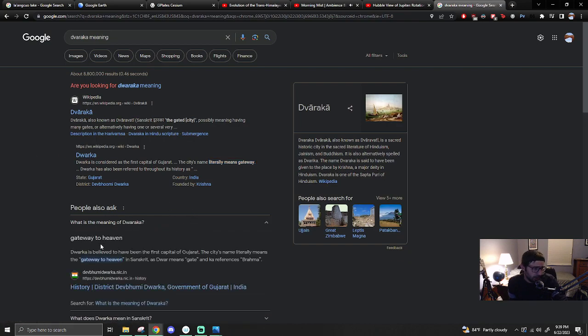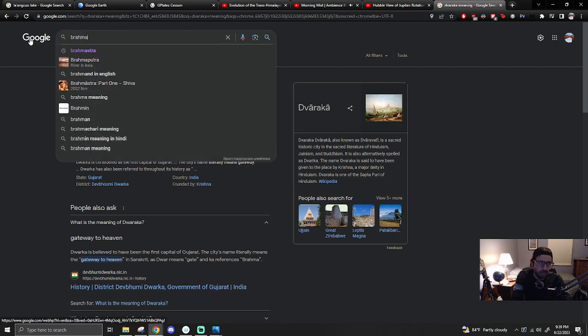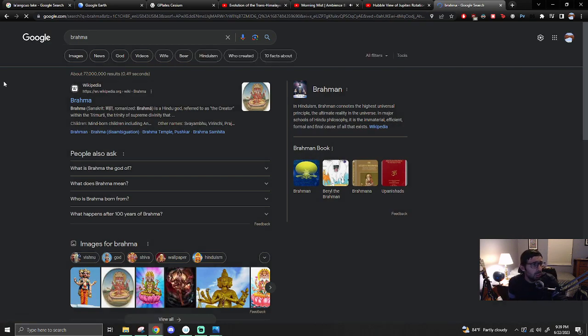Yeah, see, I also read it as gateway. The city's name literally means gateway, the gateway to heaven. Dwar means gate. Ka references Brahma. So maybe the gateway to Brahma isn't quite heaven. I don't think Brahma is heaven. Yeah, the creator. I mean, that's not quite the same. I guess I could see that.